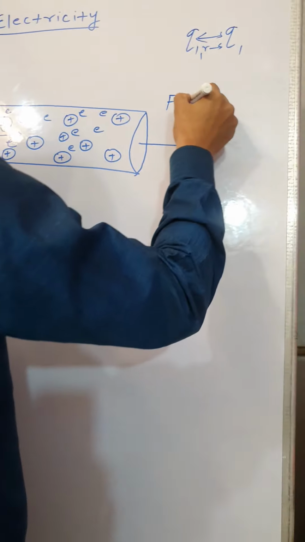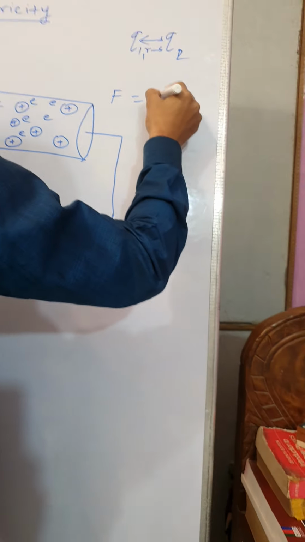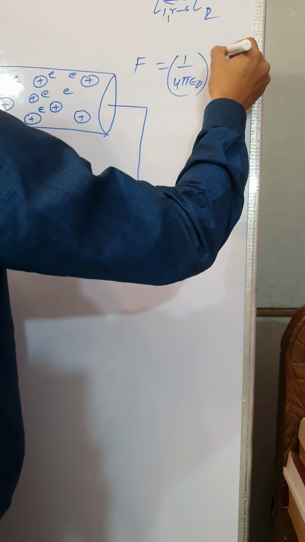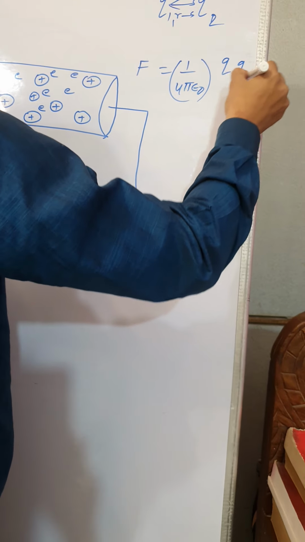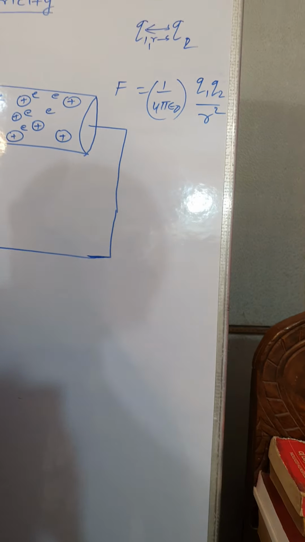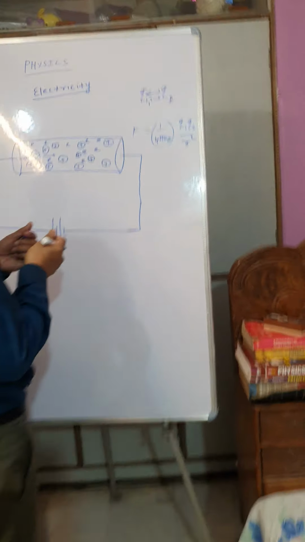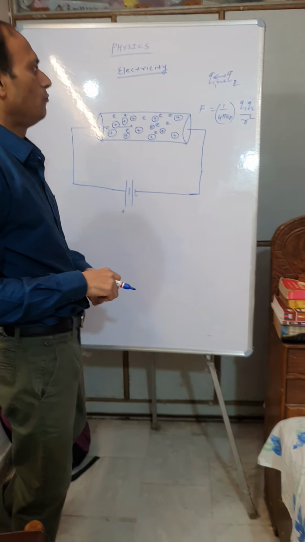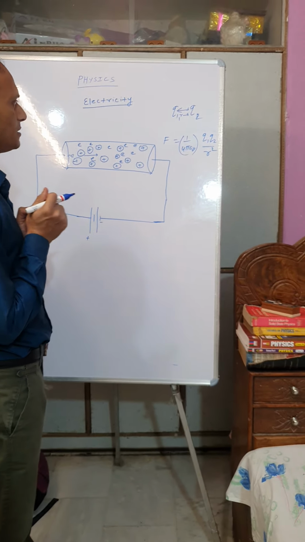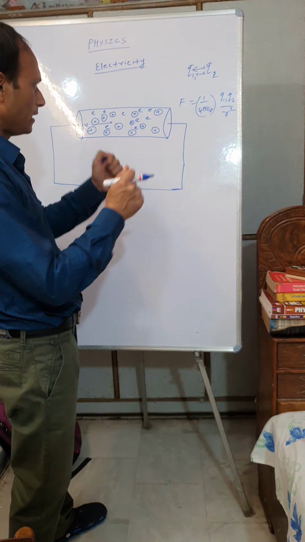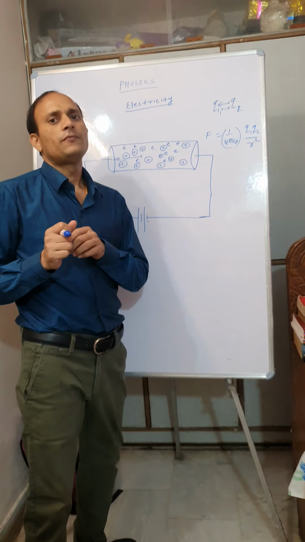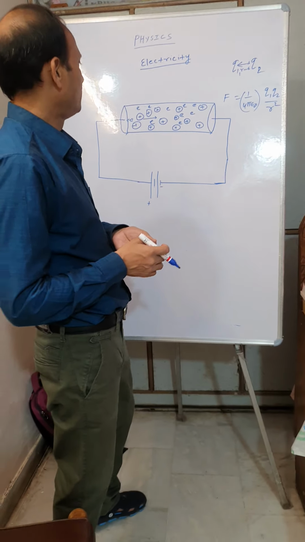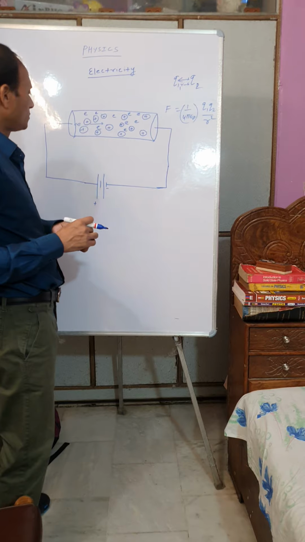The force between the two charges is one over four, some constant k, times the product of the two charges divided by r squared. Sometimes it is repulsion, sometimes attraction, depending upon the properties of the charges. When both charges are of the same nature, both positive or both negative, there will be repulsion. If the charges are of opposite nature, one positive and the other negative, there will be attraction.